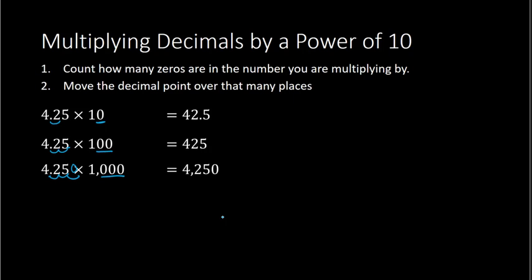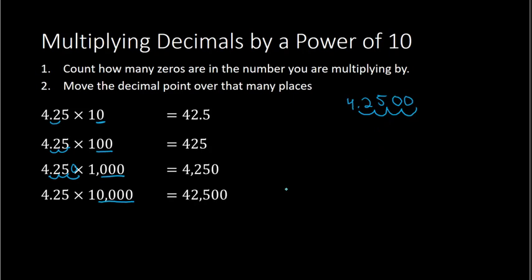Now we can keep this going. If you multiply by 10,000, we now have 4 zeros after the 1, so the decimal point moves over 4 places. I'm going to do it up here to give a little more room. Move it over 4 places, 1, 2. Now we need 2 more places to the right, so 1, 2 more. And I need to add zeros to move it over 2 more places. So my answer would now be 42,500.